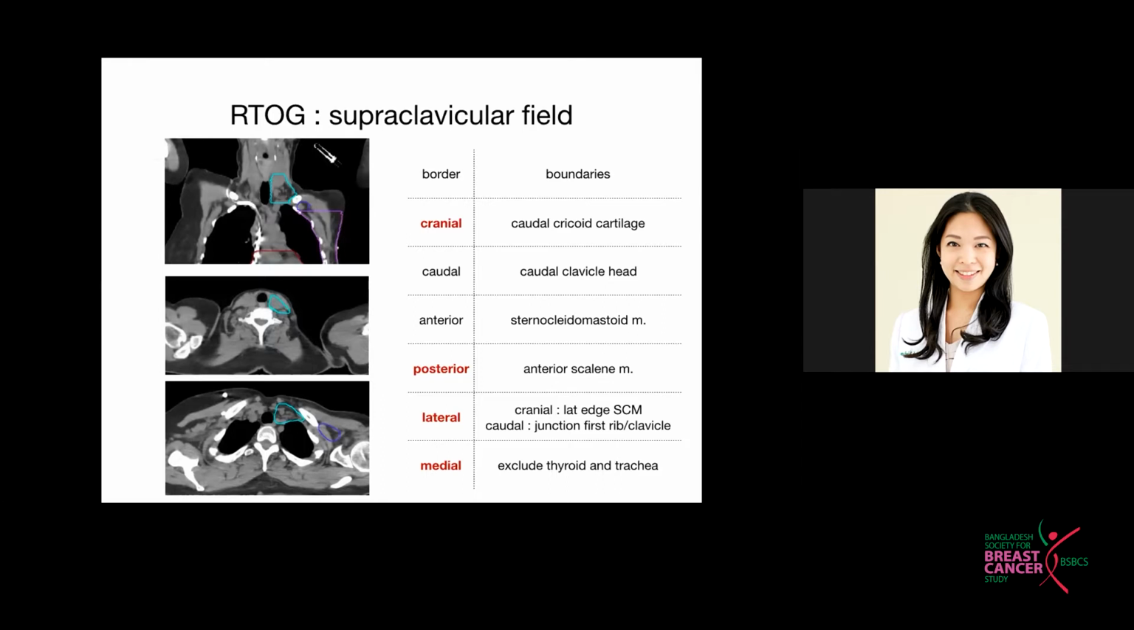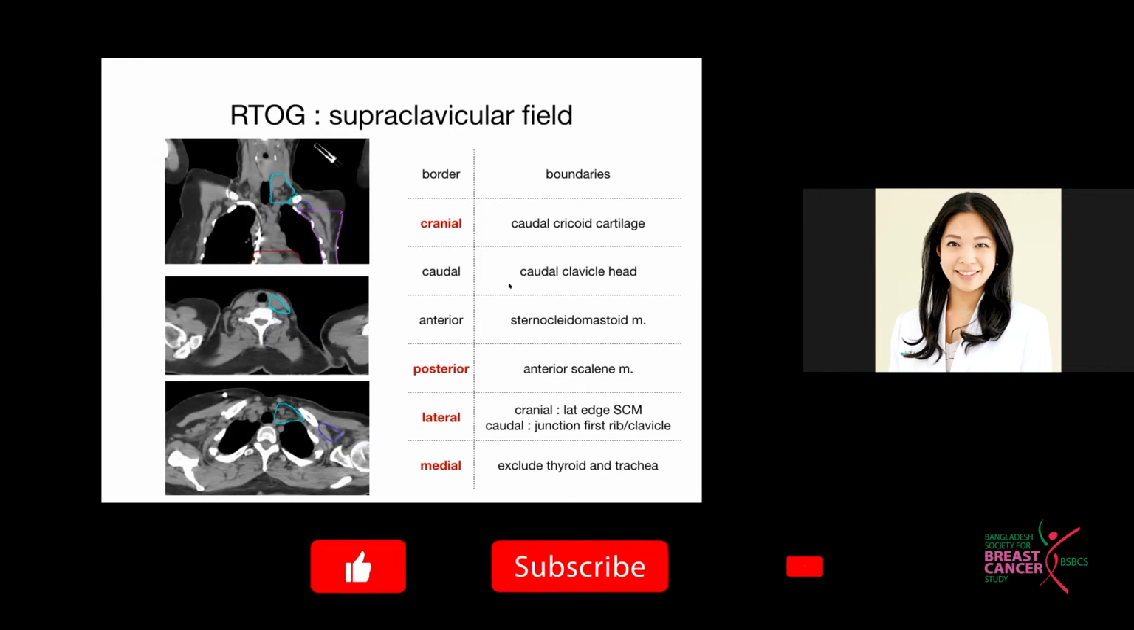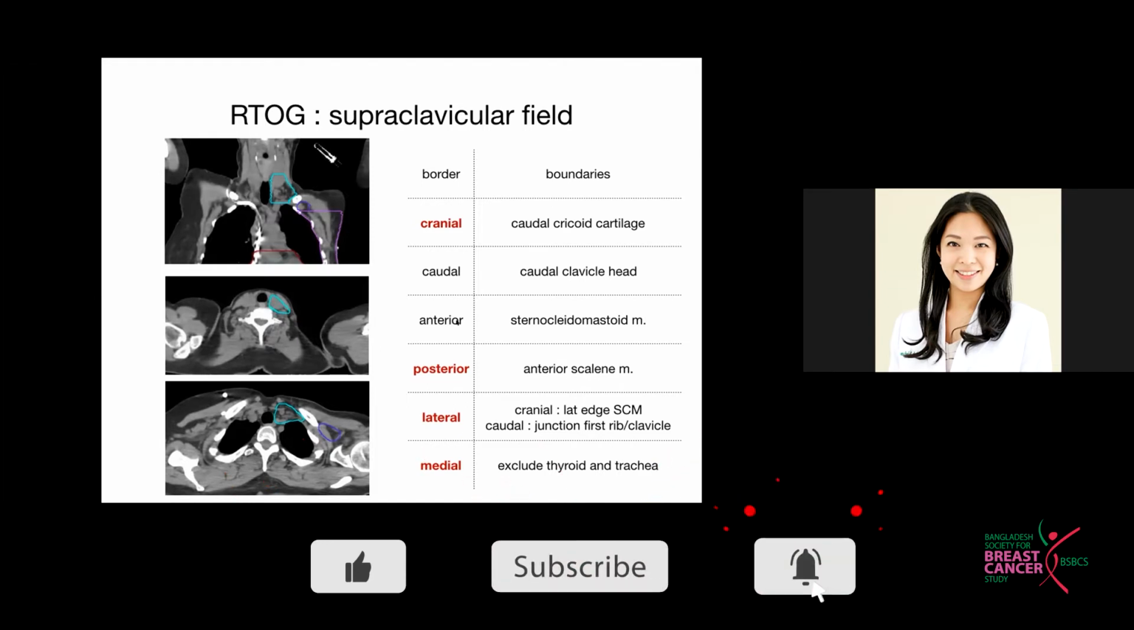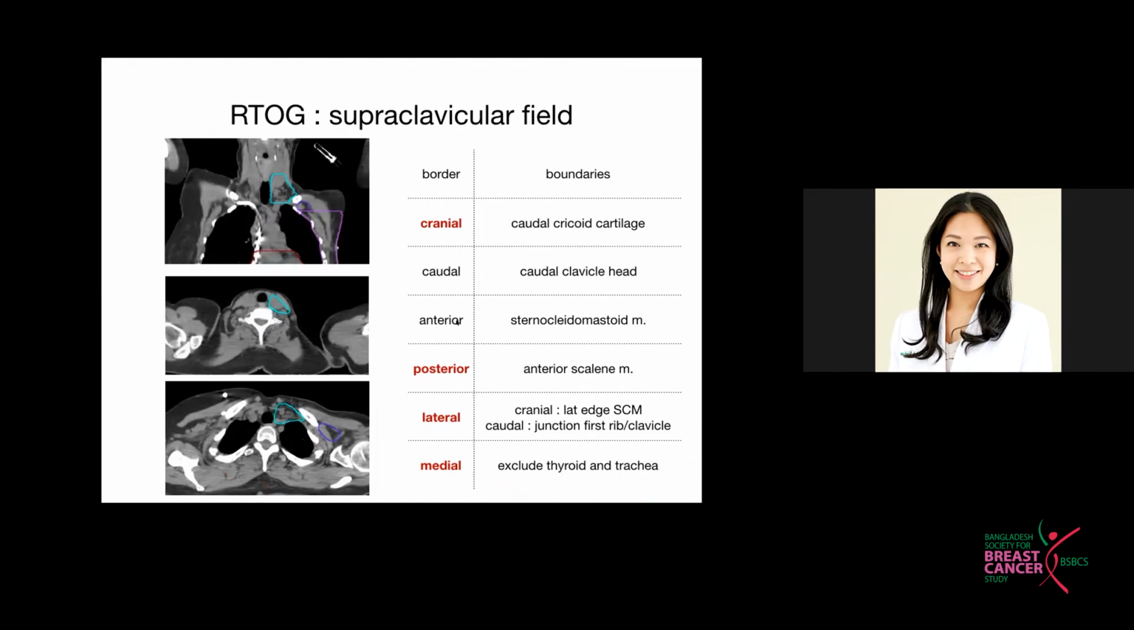So the borders and boundaries here are of only the supraclav field. For the cranial border, we use the caudal cricoid cartilage. And the caudal, we use the caudal clavicle head. The anterior, we use the sternocleidomastoid muscle. The posterior, we use the anterior scalene muscle. And the lateral has cranial volumes and caudal volumes. In the cranial volumes, we use the lateral edge of the sternocleidomastoid muscles. And the caudal, we use the junction of the first rib and the clavicle. And the medial one, we just draw it and we exclude thyroid and trachea.